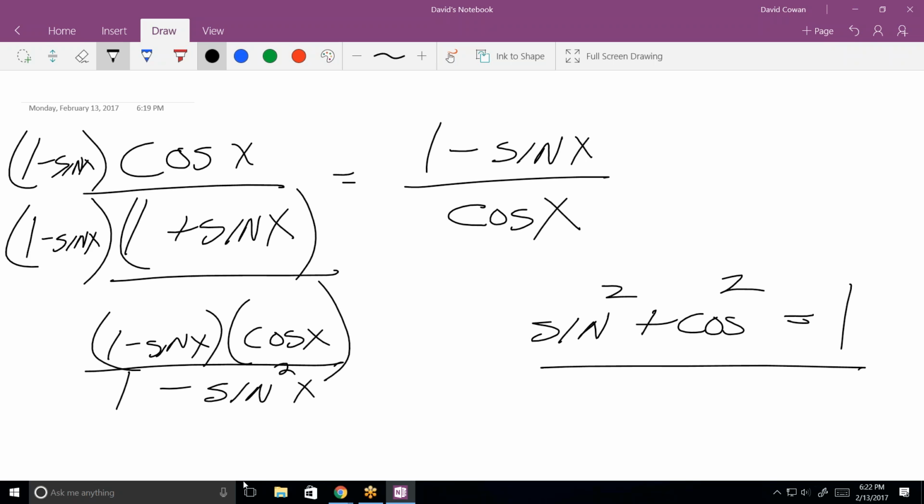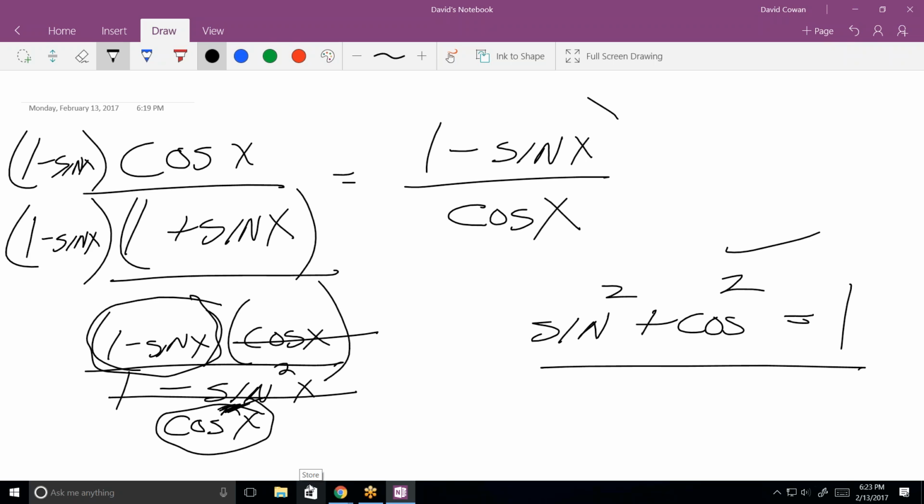1 minus sine squared. Take over here and manipulate it so you can get 1 minus sine squared on one side. 1 minus sine squared, is that equal to cosine squared? Yeah. So I can replace that with cosine squared. Now I can cancel that cosine of x with one of these. And notice what I have: 1 minus sine x over cosine x. Oh, okay. That's what we were trying to prove.